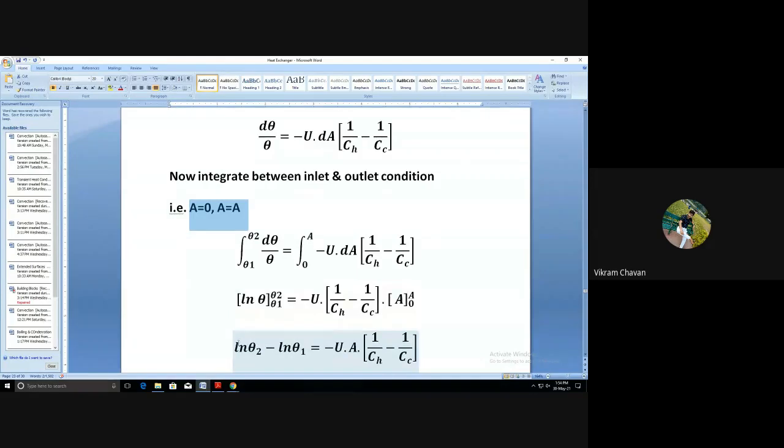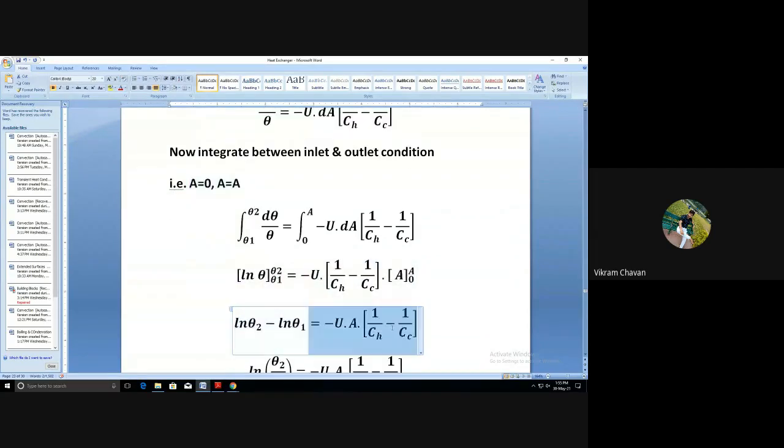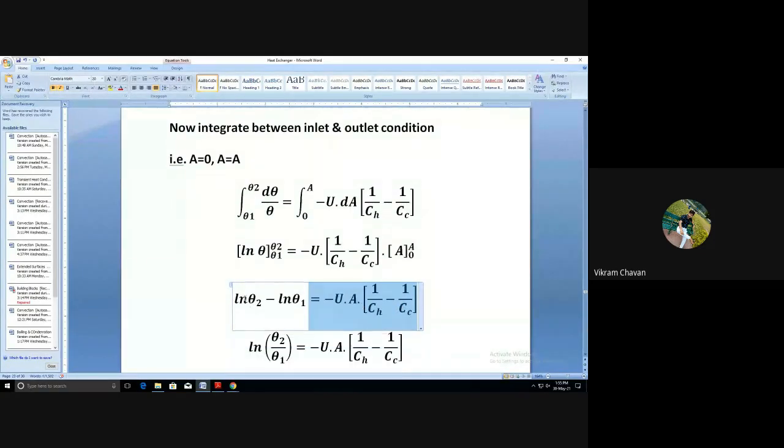Upper limit minus lower limit, so we will get ln of theta 2 minus ln of theta 1, which is equal to minus U multiplied by area. Now the integration of area has upper limit A and lower limit 0, so A minus 0 will be A only. So you will get minus U multiplied by area multiplied by (1/Ch minus 1/Cc). Apply the logarithmic rule: log theta 2 minus log theta 1 is nothing but log of theta 2 divided by theta 1.